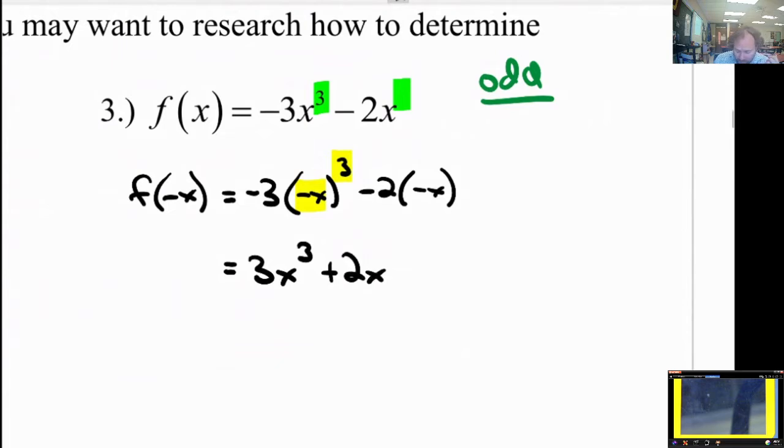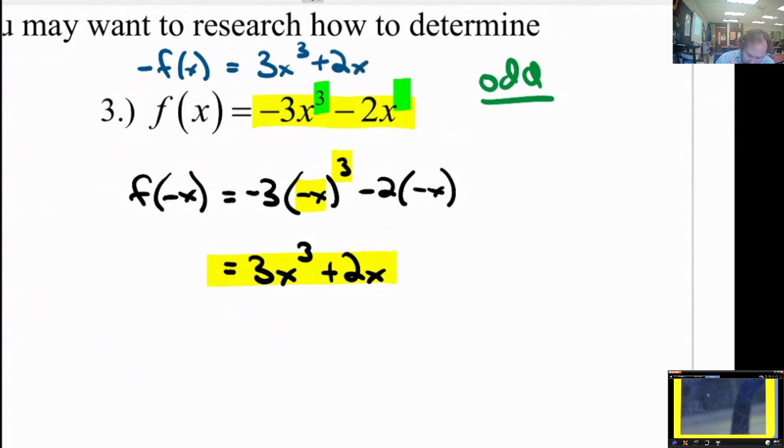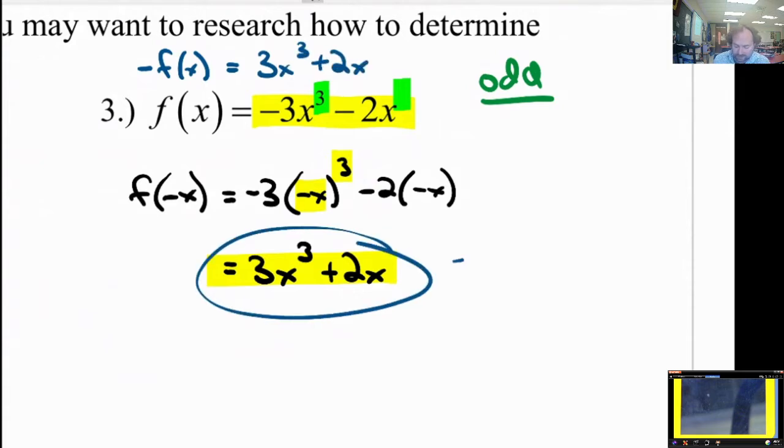Now, if you're following along, you'll notice this is exactly the opposite of the original function. Negative f of x, in this case, would be positive 3x to the third plus 2x, which is exactly what we have. This is an odd function.